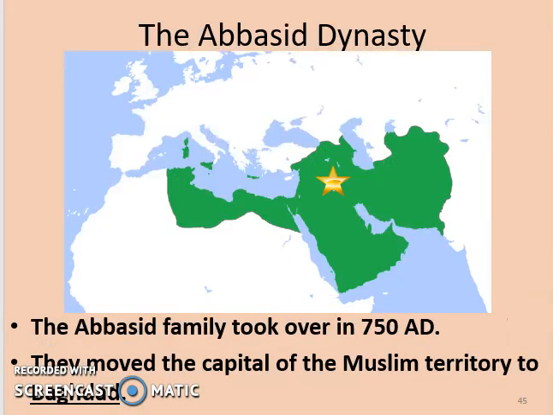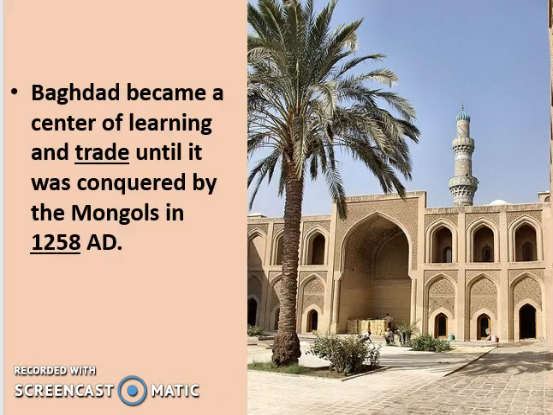The Abbasid dynasty takes over in 750 AD or CE. They're going to move the capital of the Muslim territory to Baghdad. And you see here we have less land that they controlled. At the Battle of Tours, that's going to be the largest the Islamic Empire is. After that, it is going to become less spread. That doesn't mean the faith isn't as far spread, but the empire itself would be. Baghdad became a center of learning and trade until it was conquered by the Mongols in 1258 AD or CE.